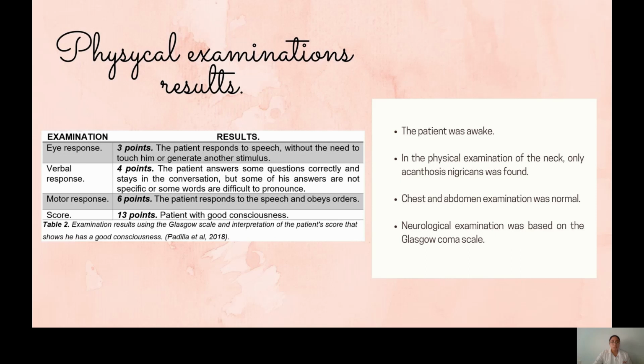Table 2. Examination results using the Glasgow scale and interpretation of the patient's score, which shows that he has good consciousness. Examination: eye response. Result: 3 points. The patient responds to speech without the need to touch him or generate another stimulus. Verbal response: 4 points. The patient answers some questions correctly and stays in the conversation, but some of his answers are not specific or some words are difficult to pronounce. Motor response: 6 points. The patient responds to the speech and obeys orders. Total score: 13 points. Patient with good consciousness.